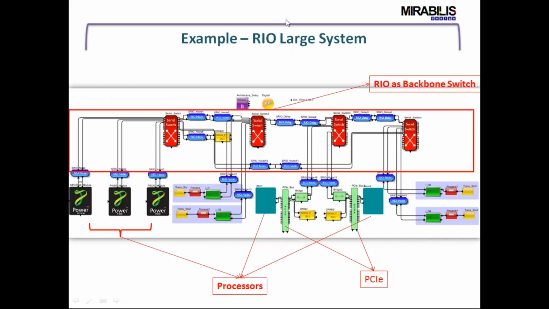So here is an example of a large RapidIO based system model. Notice that in this case we are not using any IDT specific RapidIO switches, but instead this RapidIO backbone is completely modeled using a custom RapidIO generator itself. To generate a custom RapidIO switch, we provide two libraries specifically. One is RapidIO node, and the other is a serial switch. Both model the particular RapidIO switch that you're looking for.